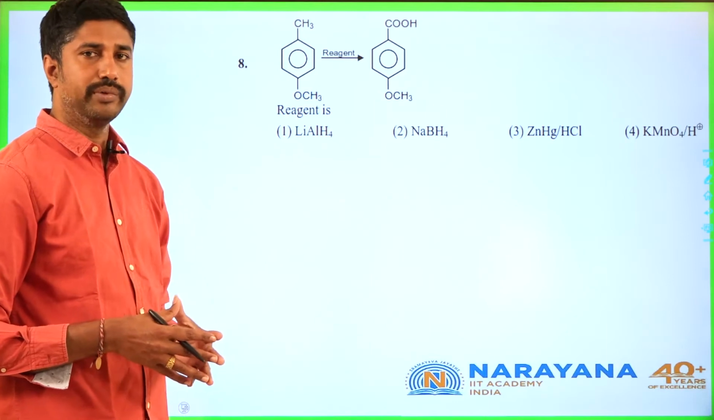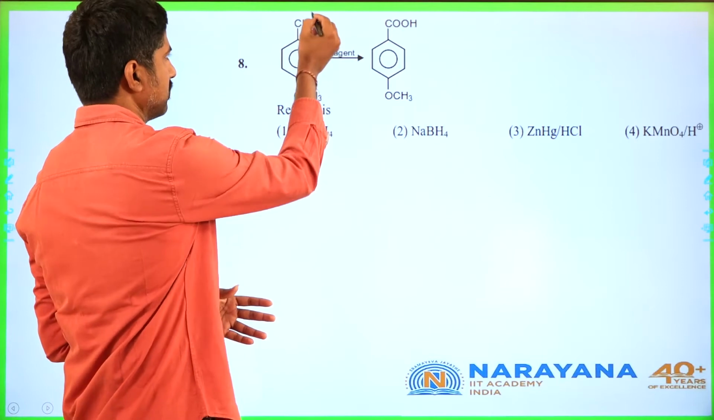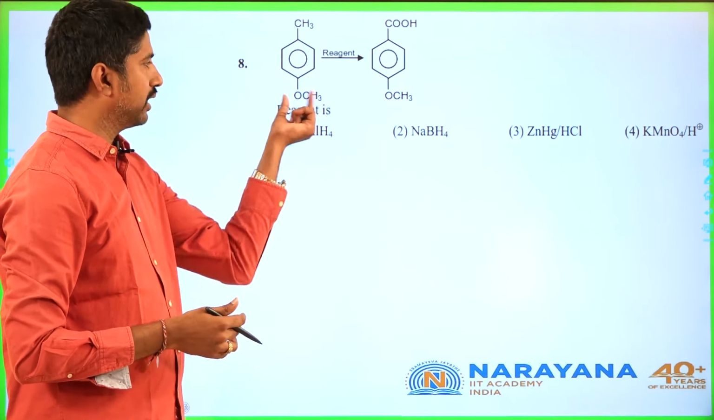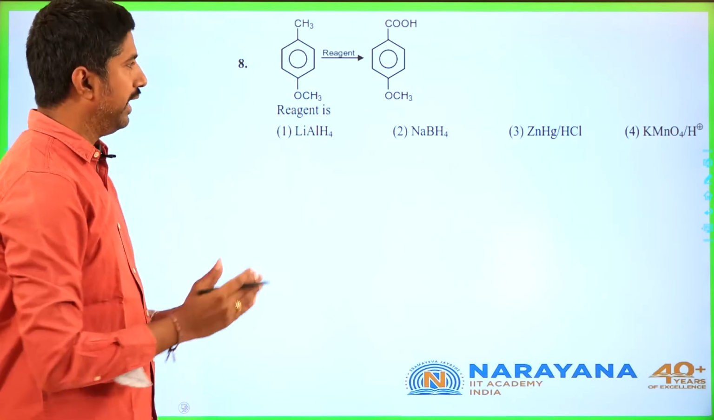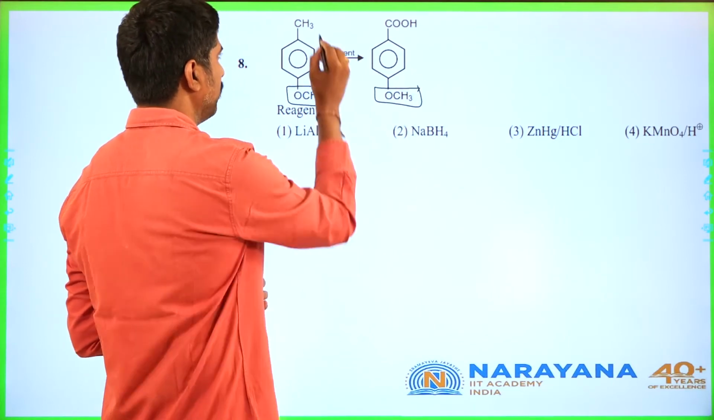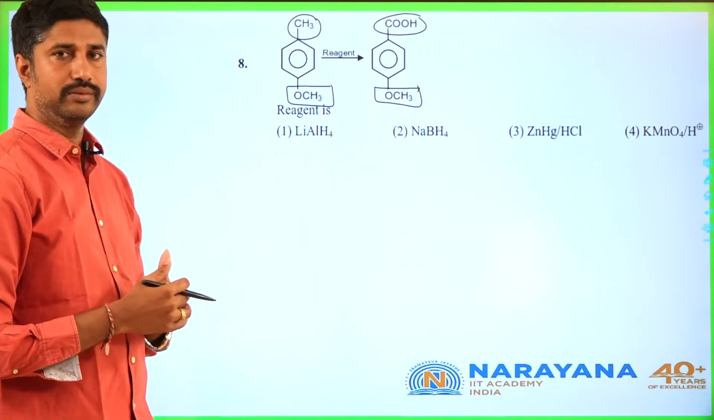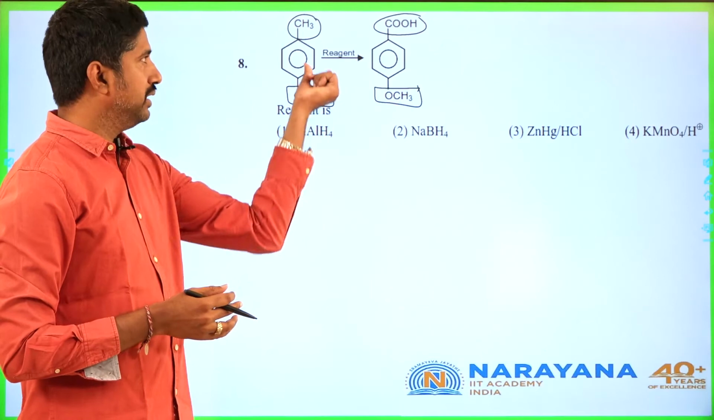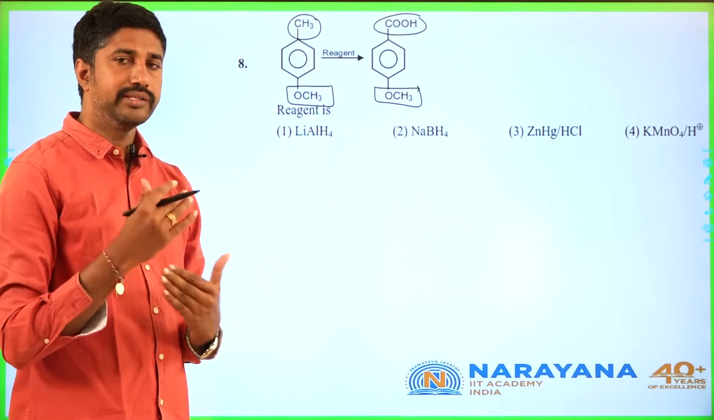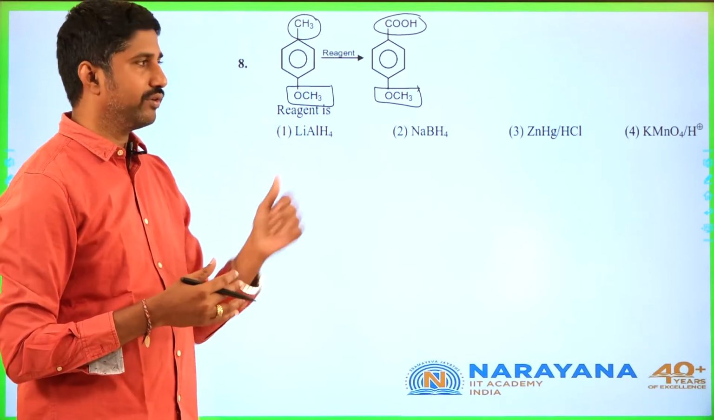So this is question number 8. Here they gave the reactant as a benzene compound containing a CH3 methyl group and an OCH3 methoxy group. And in the product side, without affecting the methoxy, the CH3 group is oxidized to the respective carboxylic acid. So the benzylic carbon is oxidized to benzoic acid. So what is a suitable reagent for that?